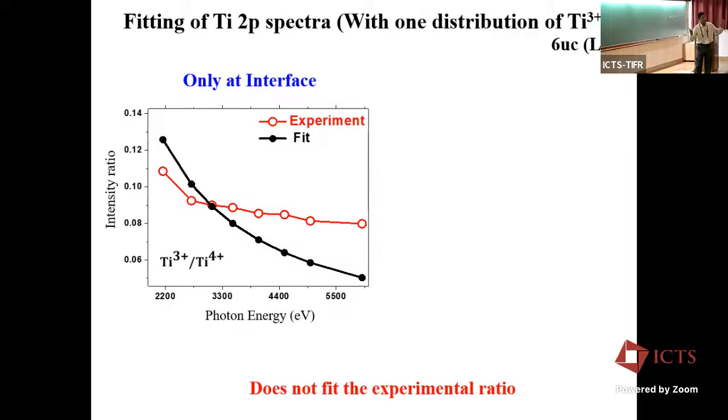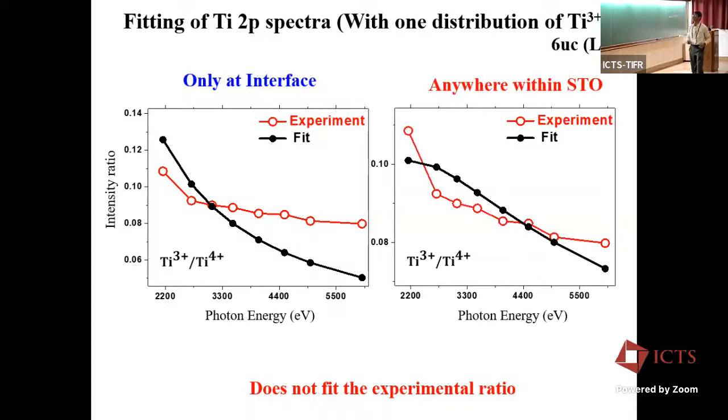You can say, okay, let me release that and say that it can be anywhere from any place in strontium titanate to another place, a constant density of carriers, anywhere in the strontium titanate. Then also the best fit looks very different from the experimental data, which tells you that there is no way of describing the system with just one kind of electron distribution, carrier concentration distribution, as a function of the depth.